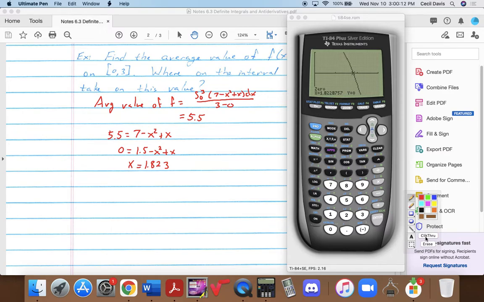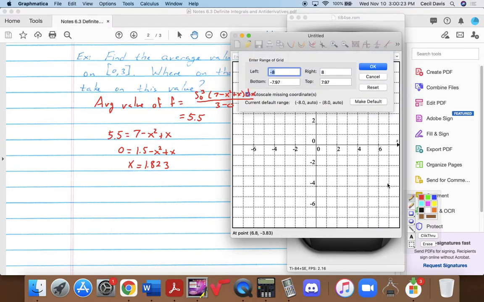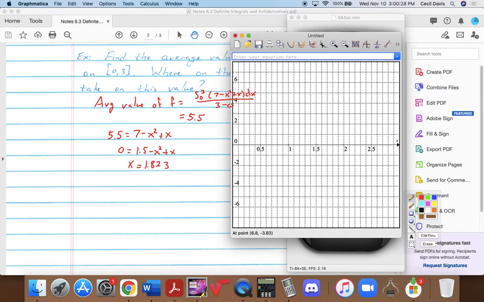Now, I do want to show you something real quickly. I'm going to do this on Graphmatica instead. If I graph this function on the interval from 0 to 3, I probably don't need all that room, but that's okay. So 7 minus x squared plus x equals y. Looks like that.